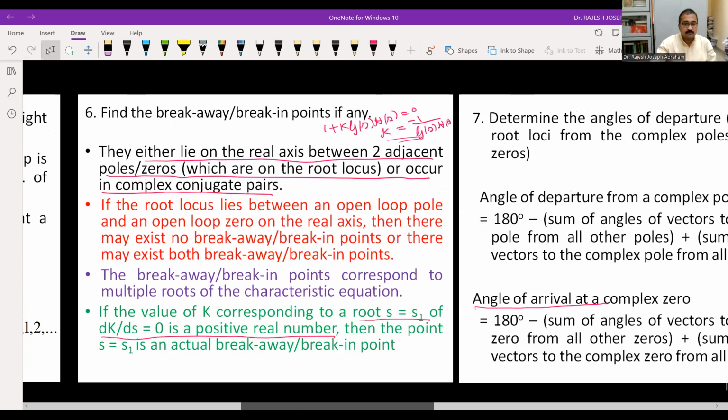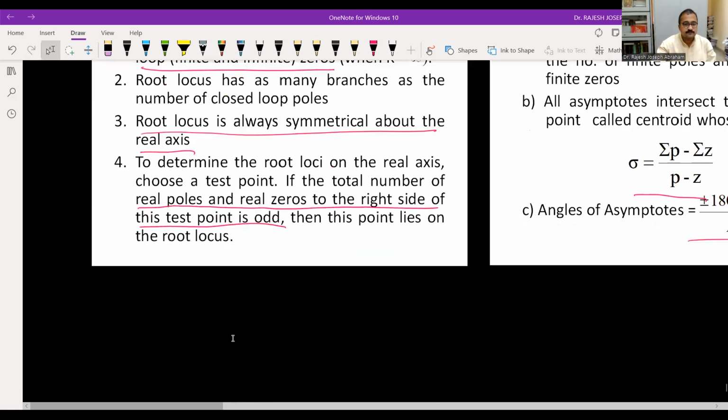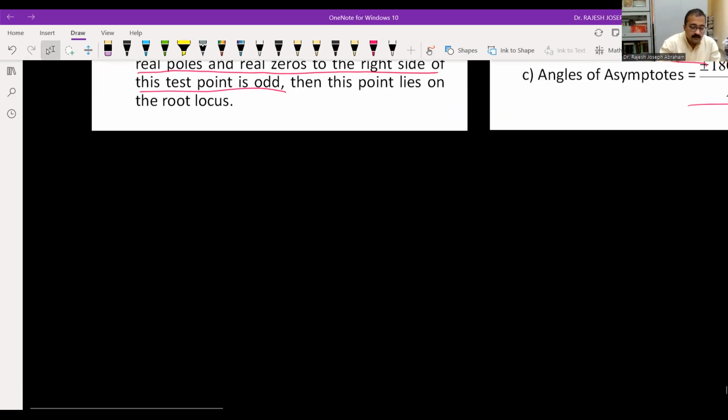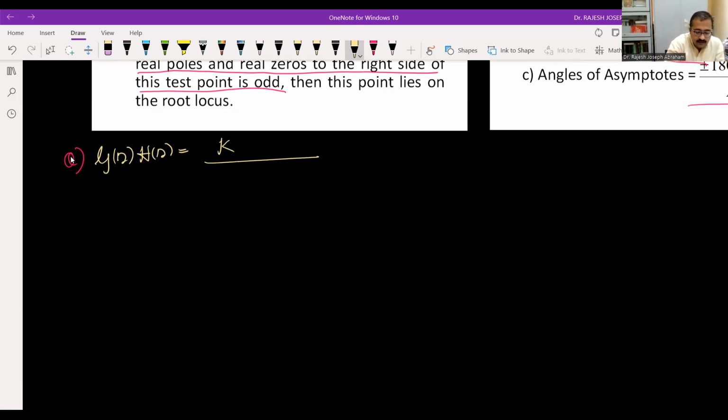Okay, let us take one problem now. G(s)H(s) equals k divided by s into s plus 2 into s plus 4. Okay, so what's the first step?